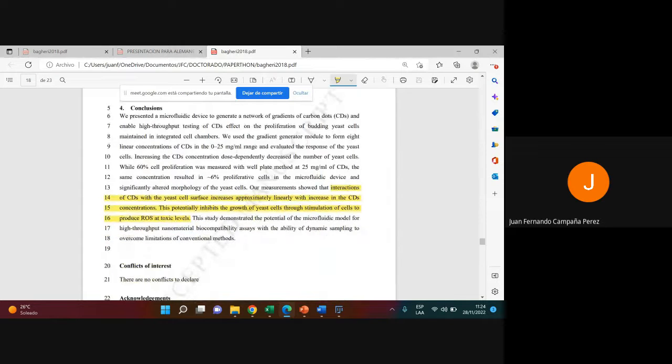And they conclude that the interaction of these carbon dots with the yeast cell surface increased approximately linearly with the increase in carbon dot concentrations, and this potentially inhibits the growth of the yeast cells through the stimulation of cells to produce these ROS at toxic levels.